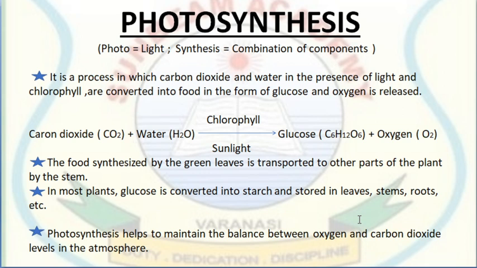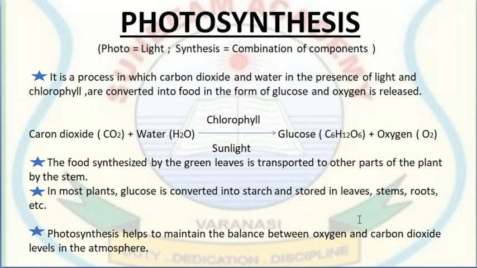So this process is known as photosynthesis, and here I have given the chemical reaction which occurs at the time of photosynthesis. You can see that the carbon dioxide and water both combine together, and in the presence of chlorophyll and sunlight they convert into glucose, and along with glucose oxygen is also formed in this process.